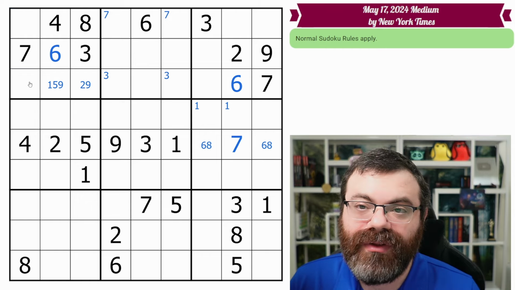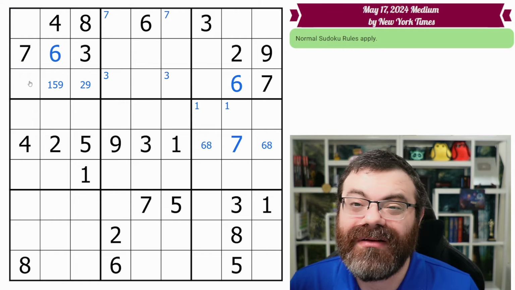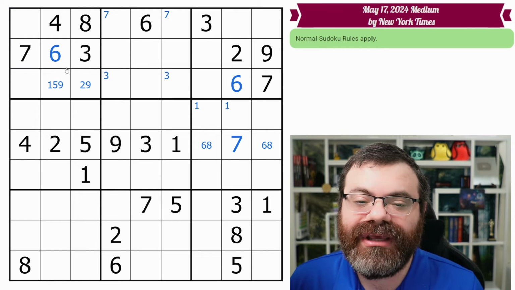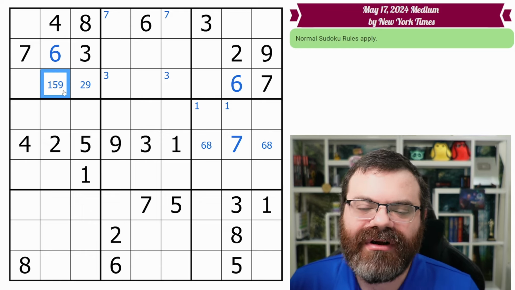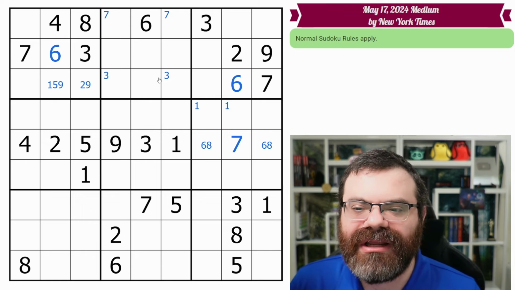Now, one rule that I'll say is, you're welcome to break it, but I do not recommend center marking when there are more than 3 options in the cell. 3 is kind of our max. We don't want to clutter the grid with a ton of center marks.